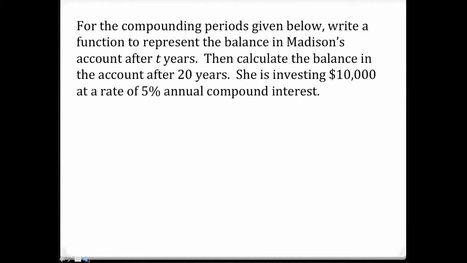So let's go through and calculate what those functions are going to look like for different time periods. So we would like to write a function. We're still using Madison's account of $10,000. We're going to now put our money in for 20 years at 5% annual. So we do have 5% annual compound interest, but we're going to have different compounding periods.